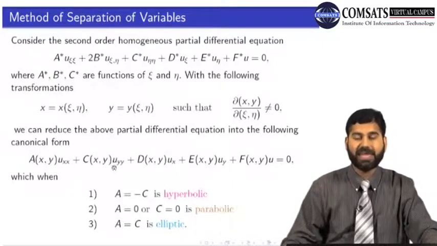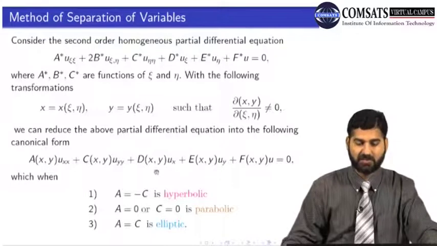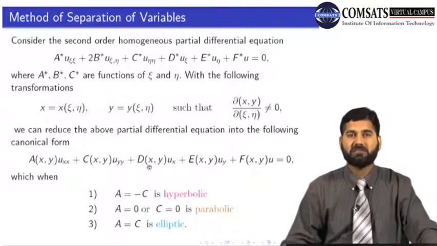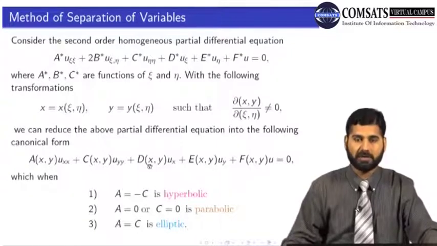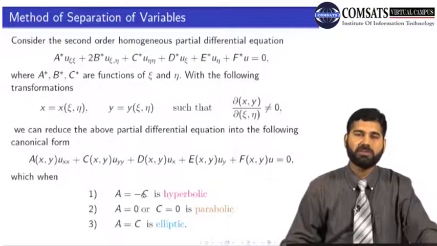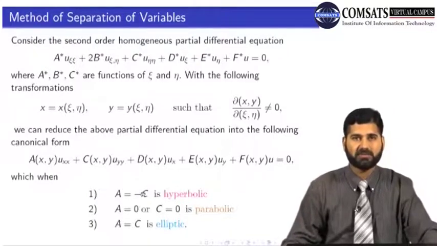Basically, it's c square minus 4ad. This has to be negative, positive, and equal to 0 to be hyperbolic, parabolic, and elliptic. But it's the same thing. If a comes out to be equal to minus c, your b square minus 4ac automatically becomes positive.